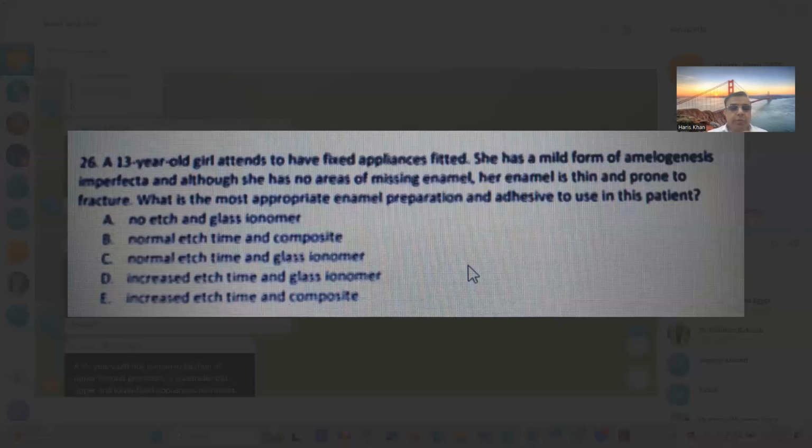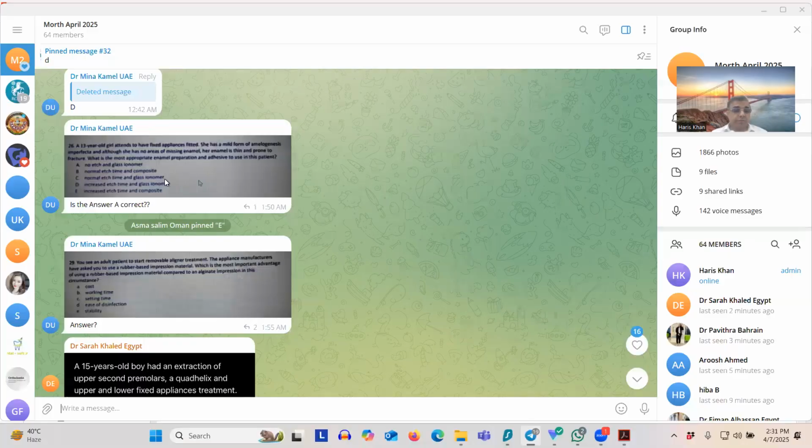Okay, so this 13-year-old female attempts to have a fixed appliance fitted. She has a mild form of amelogenesis imperfecta, though she has no areas of missing enamel. Her enamel is thin and prone to fracture. What is the most appropriate enamel preparation and adhesive to use in this patient? No etch, glass ionomer cement. Yes, we can do it. Normal etch, increased etch. So I think option A is better for amelogenesis imperfecta.